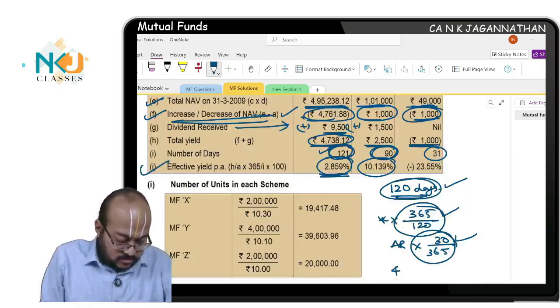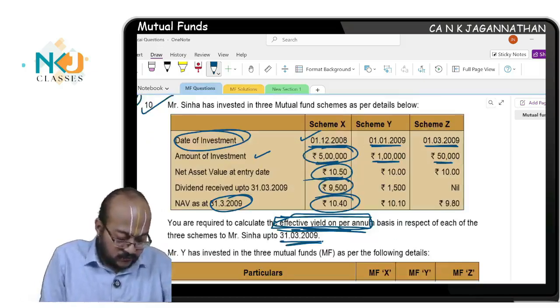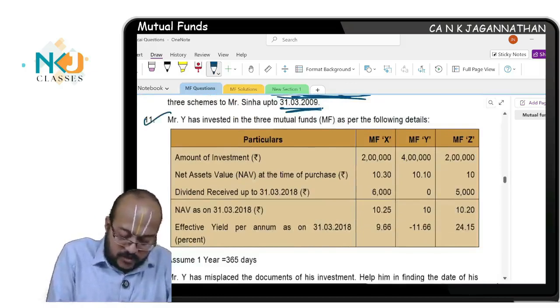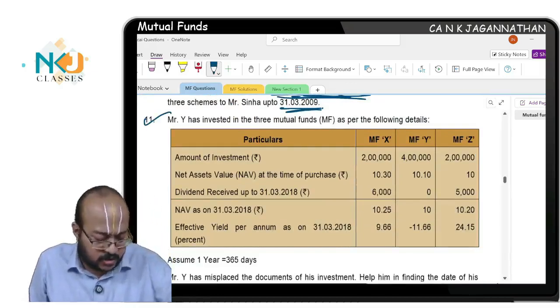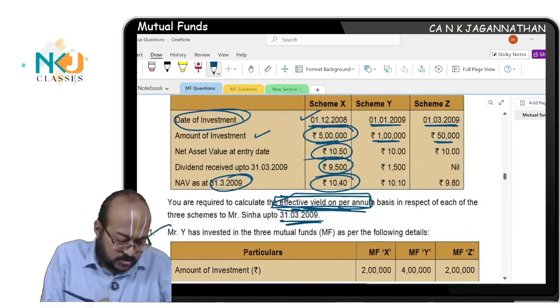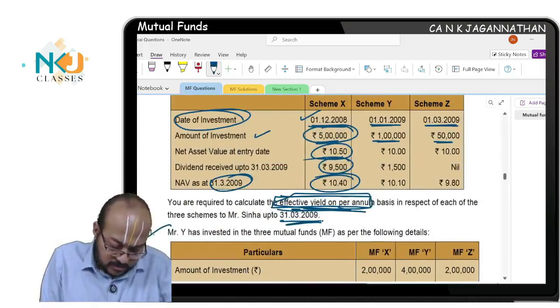Okay, yes, this question stands solved. Next, take question number 11. Very similar type of question. Only thing, in the previous question, what is the difference between question number 10 and 11? I will just show you.